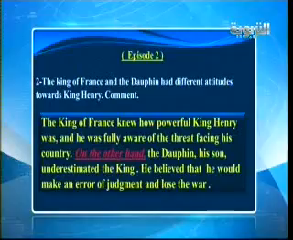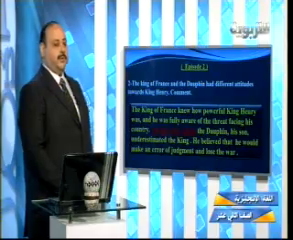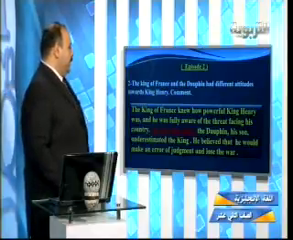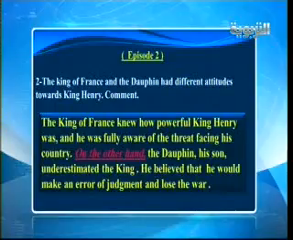Two different attitudes. Here we're talking about the King of France and his son. The King of France knew how powerful King Henry was, and he was fully aware of the threat facing his country. On the other hand, now notice the phrase on the other hand means I'm going to talk about the opposite point. The Dauphin, his son, underestimated the king. He believed that he would make an error of judgment and lose the war. The last question is about episode 3.